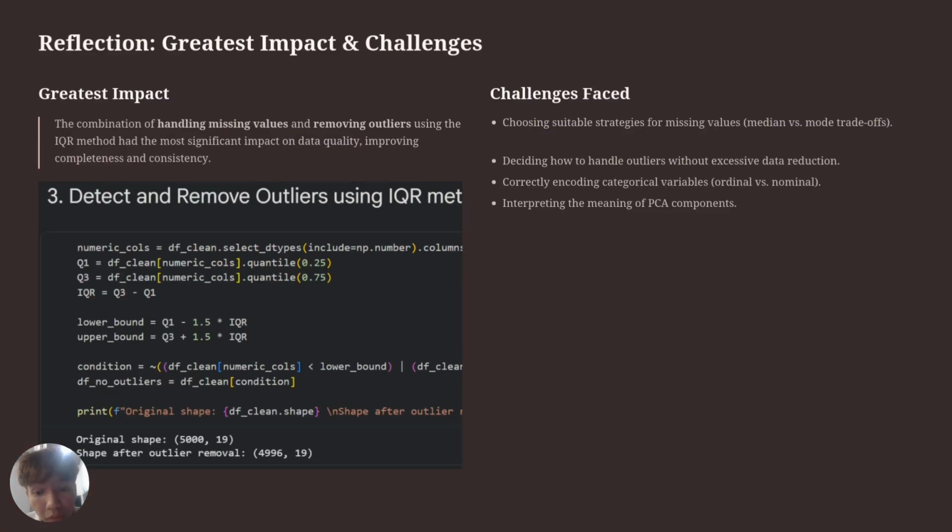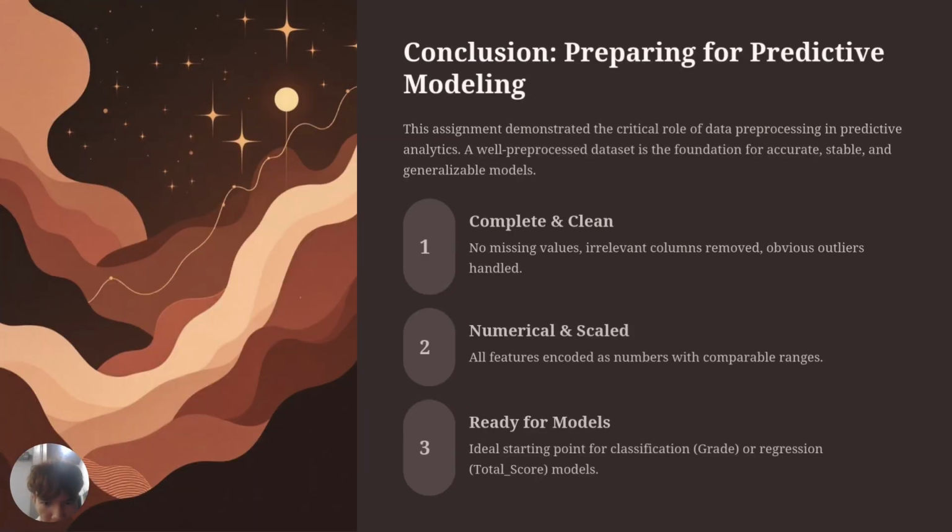First is the inherent trade-off in choosing between the median and mode for imputation, a decision that requires careful domain knowledge. Second is establishing the correct boundary for outlier detection, balancing the need to reduce noise against the risk of losing valuable non-erroneous data. And third is correctly interpreting the low variance explained by the initial PCA components, reminding us that data complexity often requires more than simple 2D visualization.